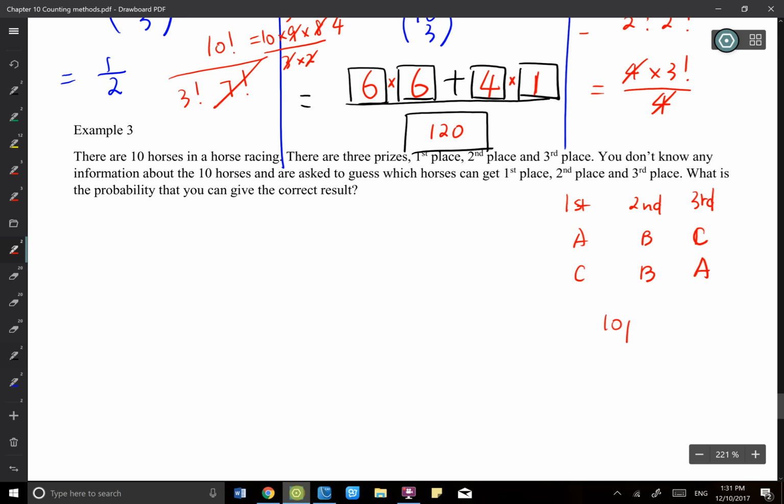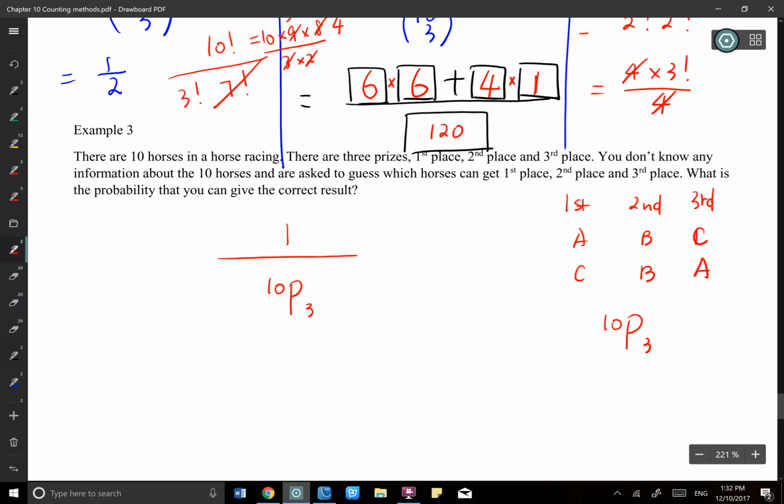10P3? Yes, that's 10P3, the total. Because I want to select 3 horses first and give them an order. I will grab 3 horses from the 10 and give them an order. The 3 horses can be arranged in different orders. So 10P3 is the total possible ways I can guess. That's one possible way I will guess, that's another possible way I can guess. I want to randomly select one and I want it to be correct. What's the probability? It's 1 over 10P3.